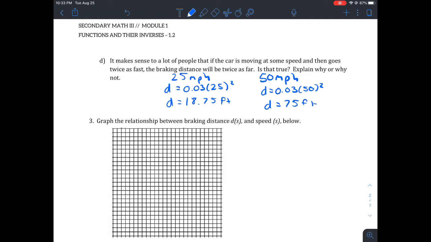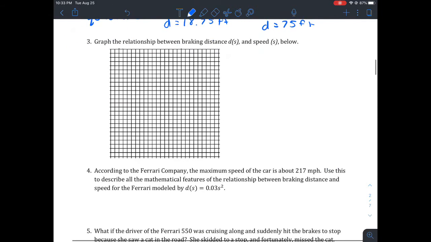That's actually because the function 0.03 s squared is quadratic. If you recall, a quadratic function looks like that, right? So in this case, the hypothesis is false. And really the reason for that is because this is a quadratic function, so it doesn't grow like that.